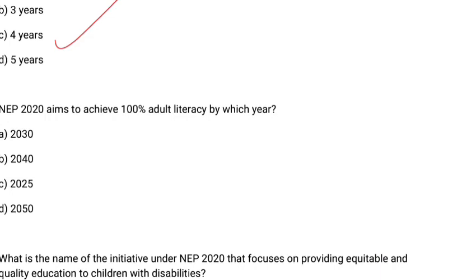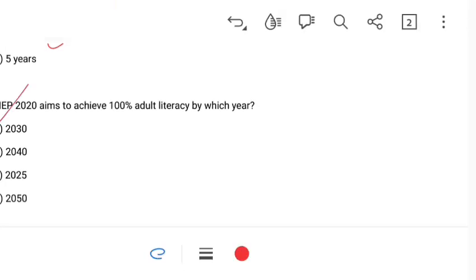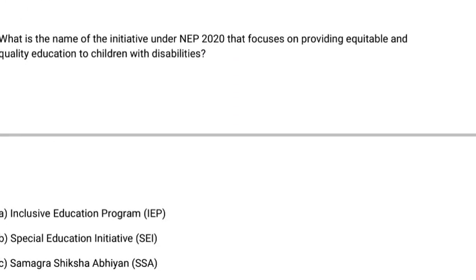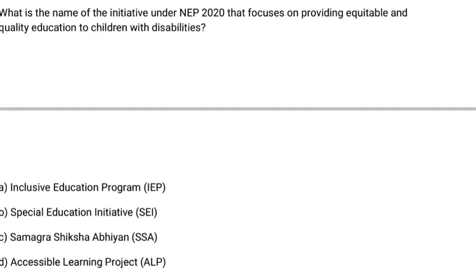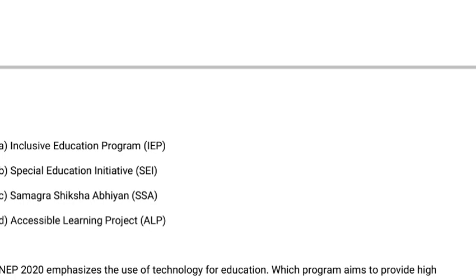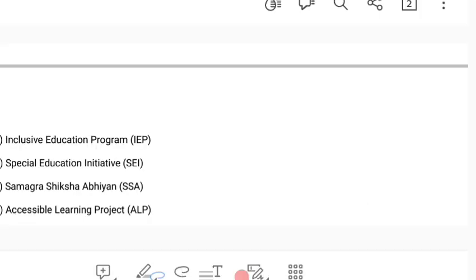Then NEP 2020 aims to achieve 100% adult literacy by which year? 2030, 2040, 2025, 2050. So it will be the year 2030. Okay, this is the year. Then what is the name of the initiative under NEP 2020 that focuses on providing equitable and quality education to children with disabilities? Inclusive Education Program, Special Education Initiative, Samagra Shiksha Abhiyan, and Accessible Learning Project: IEP, SEI, SSA, ALP. So it will be Special Education Initiative, SEI.